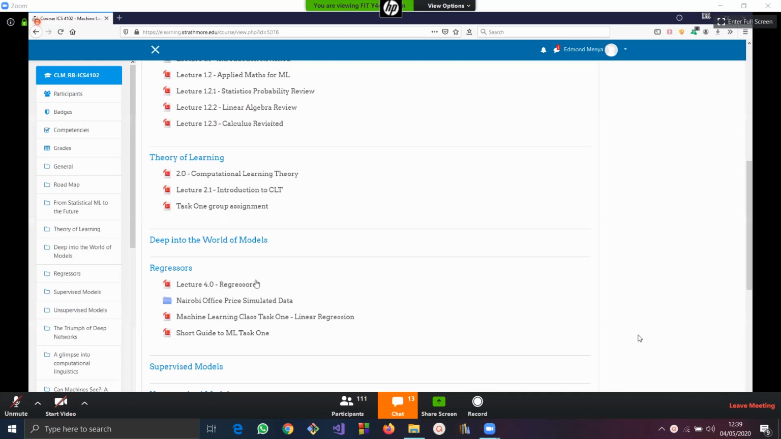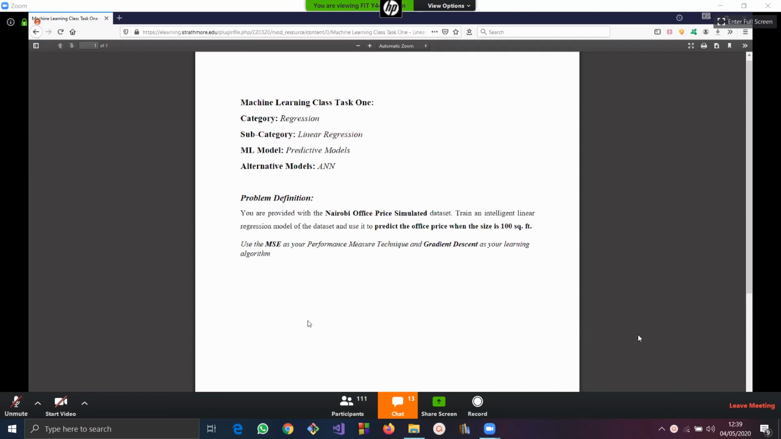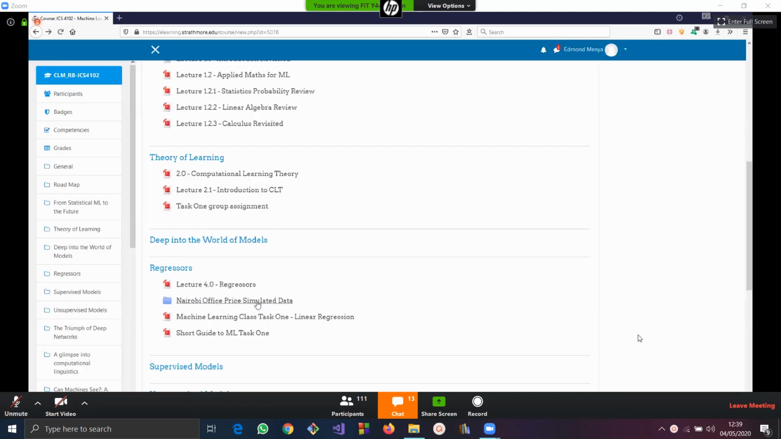Now, we have machine learning task 1, linear regression. Okay, so you open this and read now. Then you download the dataset, the small dataset we have here, and then we can be back in about 5 minutes. Now, before you go for the small break to take maybe a coffee at your table, because now we are going to code line by line.